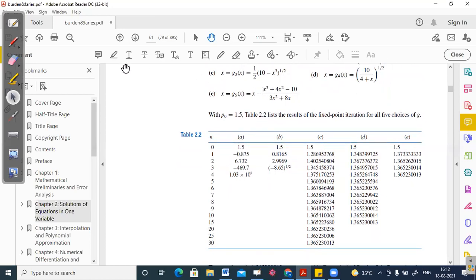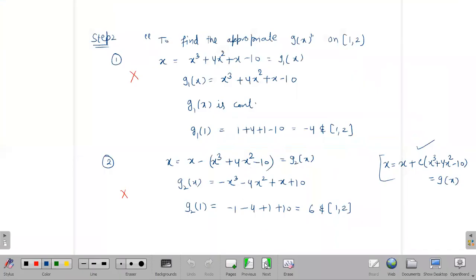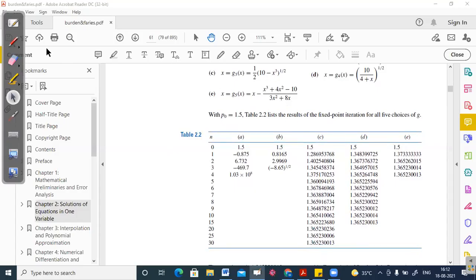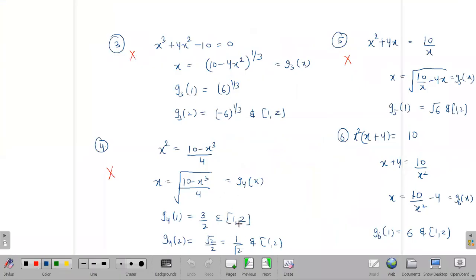It is so because where we have taken this, you can see it is a continuous function, and at 4 it was 1.5, that belongs to 1 2. At root 2 it is 1 by root 2, it is 0.7 something.